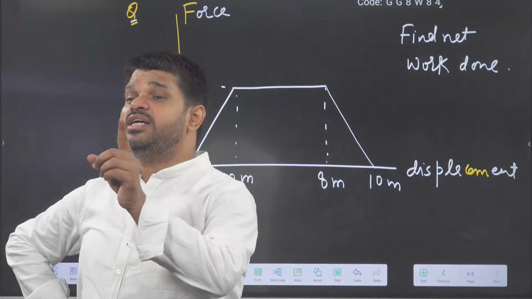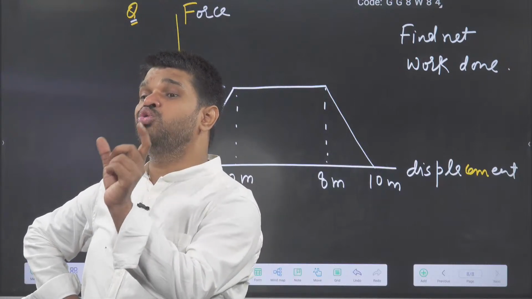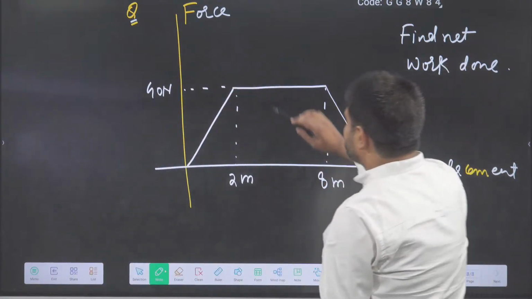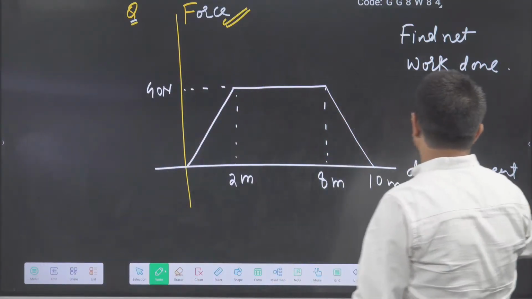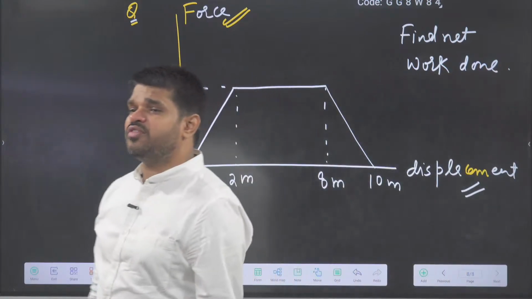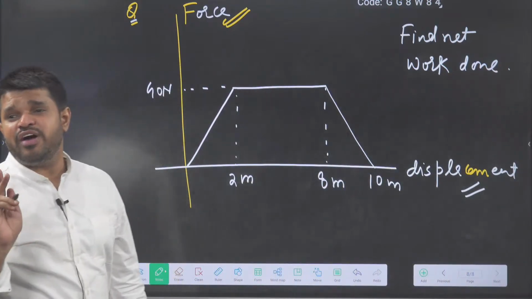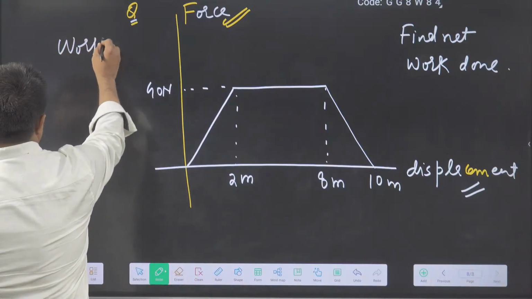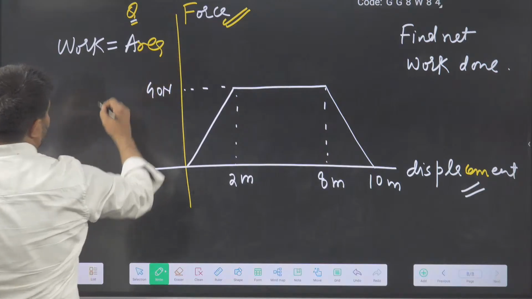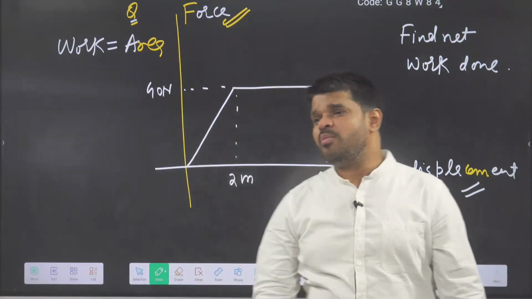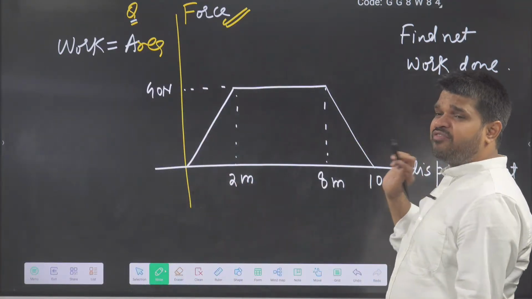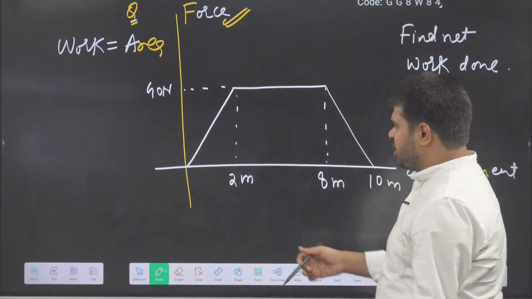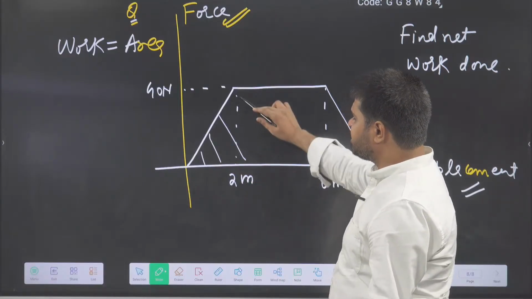Remember, the plural of units is not used, so don't use joules. Simply write joule. If we have a force versus displacement graph, we can find work by finding area. So remember, work is equal to area. We can find work from a force-displacement graph by finding the area between the graph and the displacement axis. So I have to find this area.